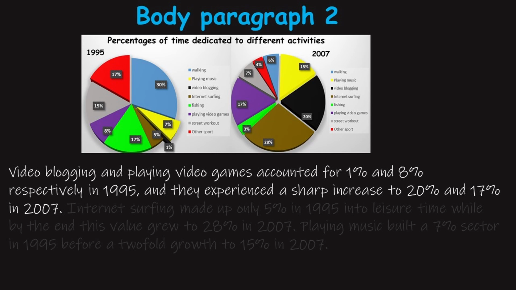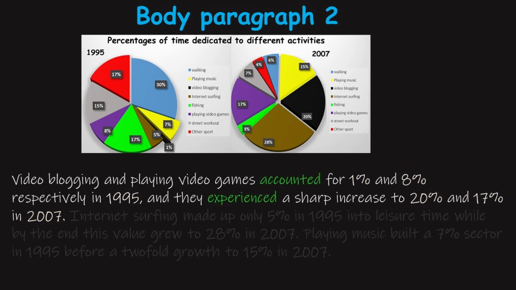Sentence number 1. By the yellow color I highlighted years and percentages. For example, 1% and 8% respectively in 1995. Accounted and experienced are verbs and should be used with percentages. The phrase sharp increase I colored by the red color to demonstrate a way to emphasize the noun increase. The adverb sharp shows that something happens suddenly or quickly.